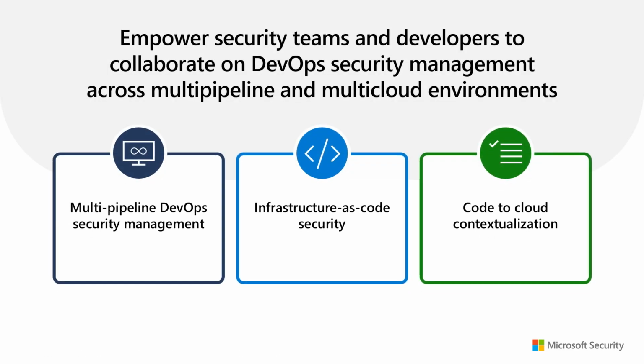With Defender for DevOps, we aim to empower security teams and developers to collaborate on DevOps security management across multi-pipeline and multi-cloud environments. What this means is that within your GitHub and Azure DevOps repositories that all your developers work in, anytime you see a critical vulnerability or misconfiguration, we will surface those back into the Defender for Cloud portal through our Defender for DevOps Blade, providing a unified single pane of glass view of your multi-pipeline DevOps security posture. In addition, we have infrastructure as code security.